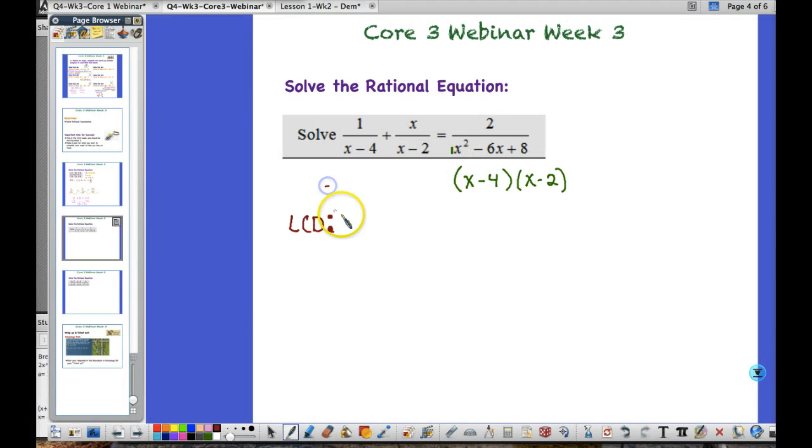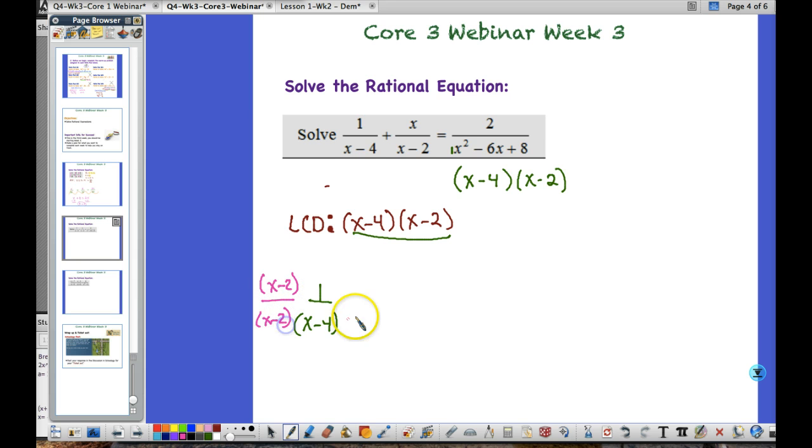Okay, good. That is the LCD, x minus 4, x minus 2. So good job. What I'm going to do is put x minus 4, x minus 2, and we're going to do exactly like we did last time. We're just going to take each expression. So we've got 1 over x minus 4, and we have to figure out, hey, what's missing? So we need it to look like this. We have the x minus 4. We need x minus 2. So we're going to multiply the top by x minus 2 and the bottom by x minus 2. Okay, so that's what we're going to do to that one.